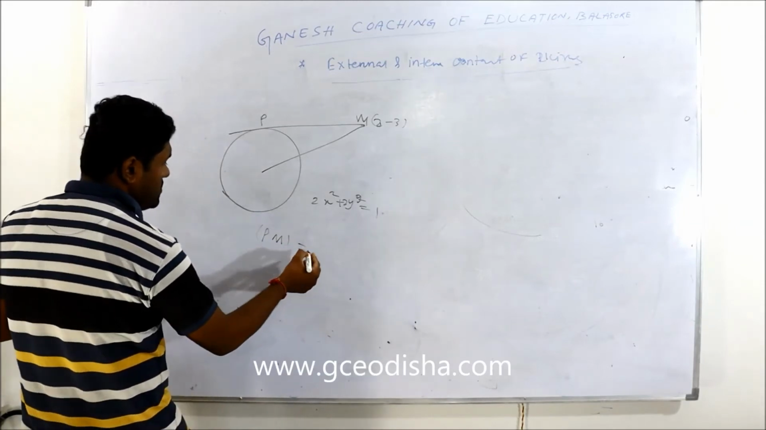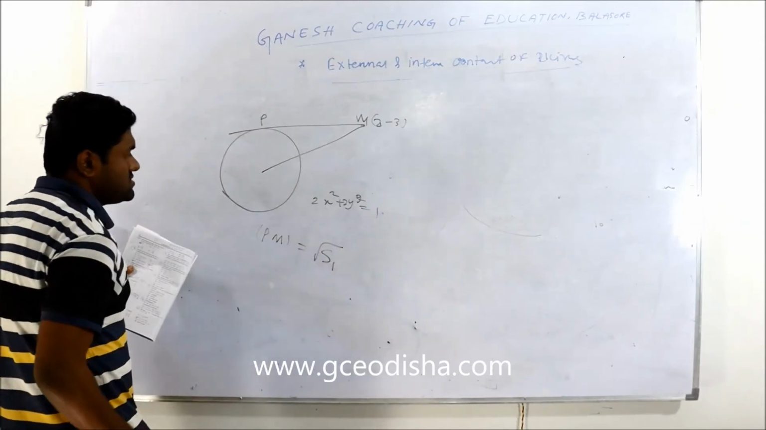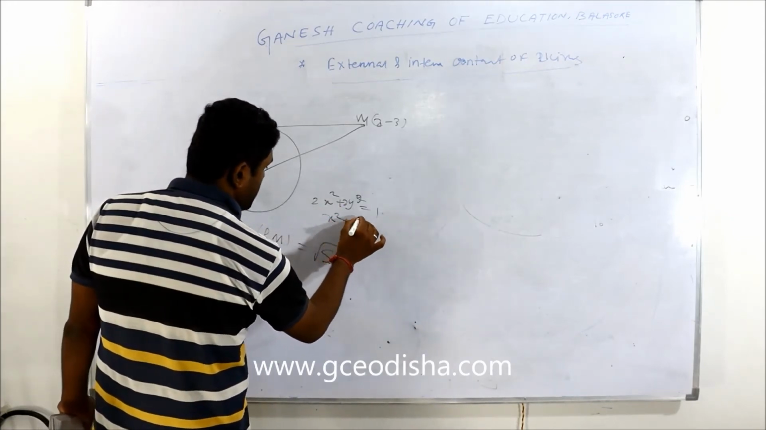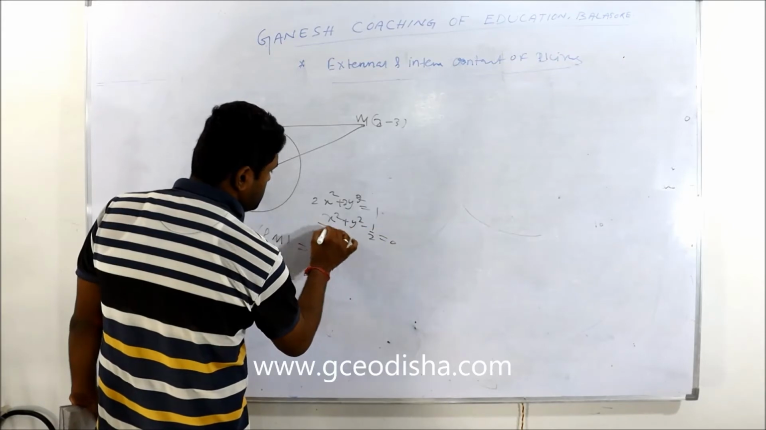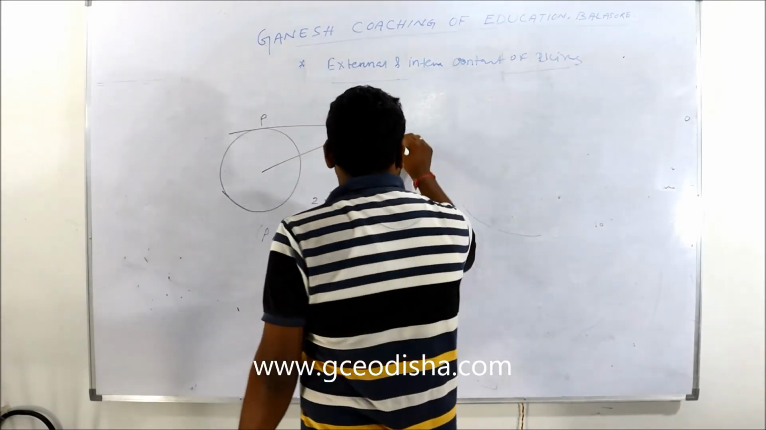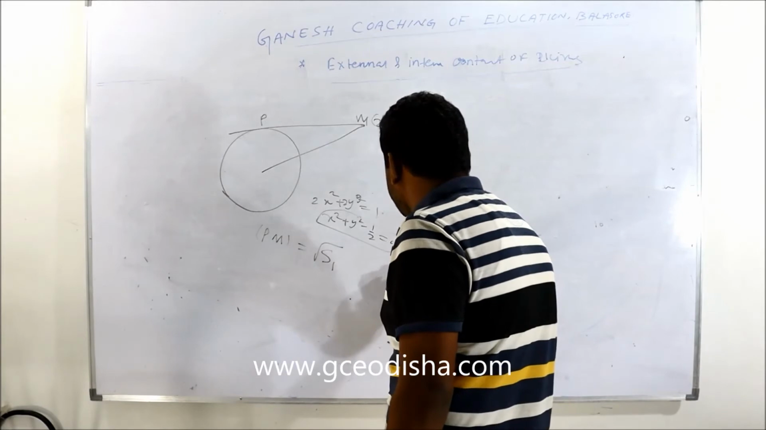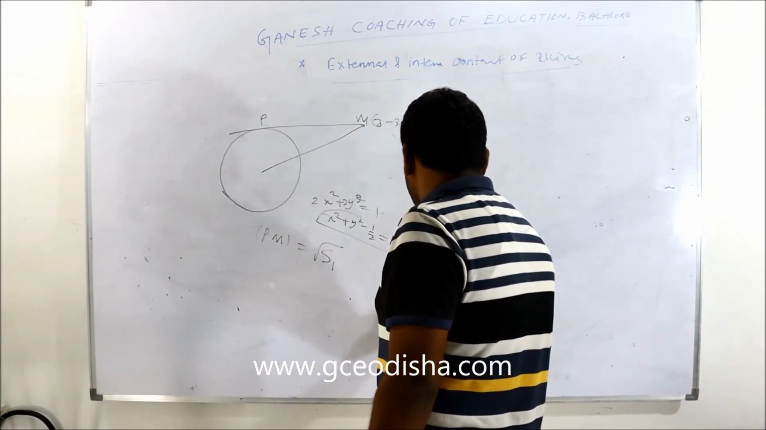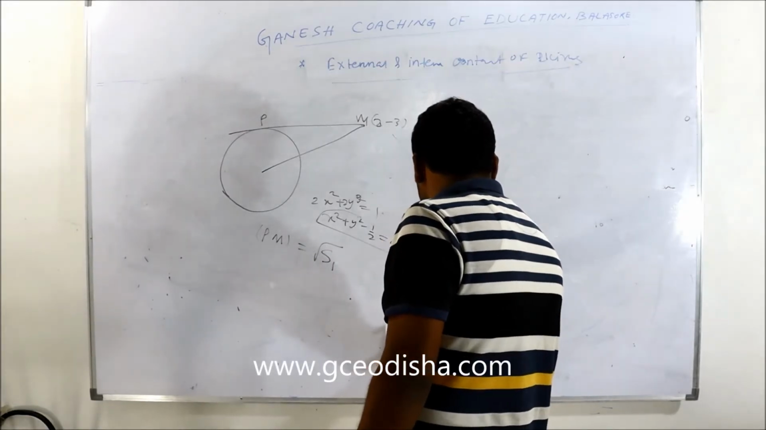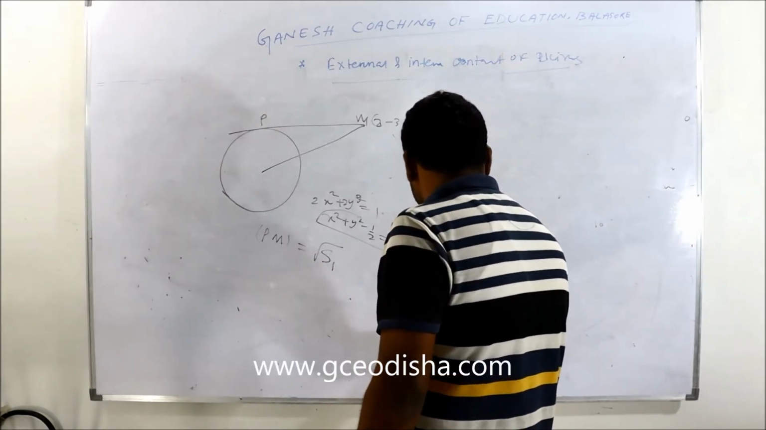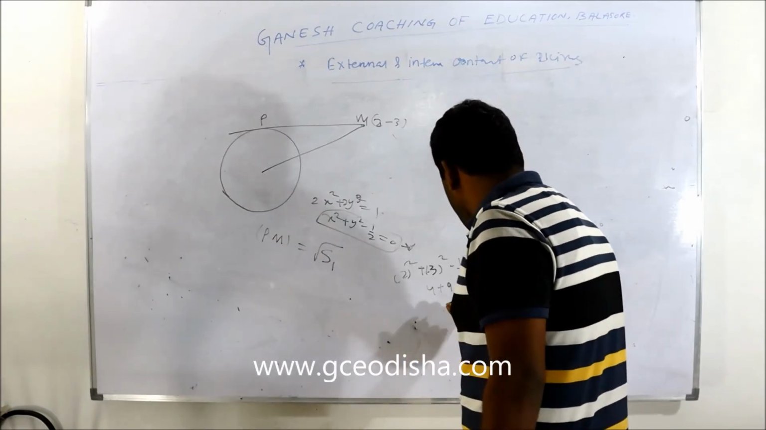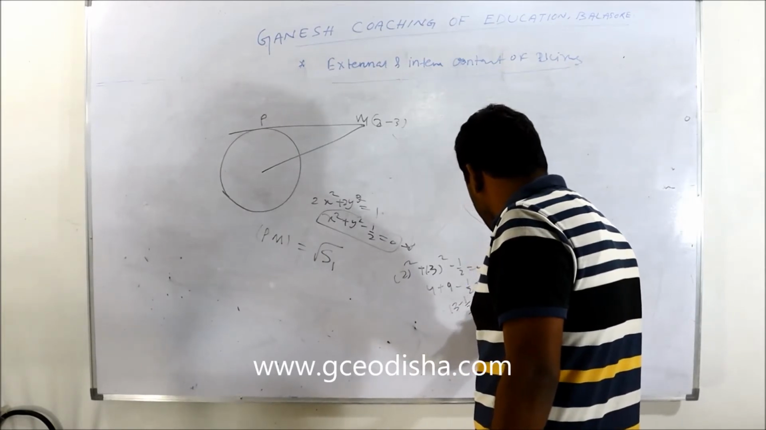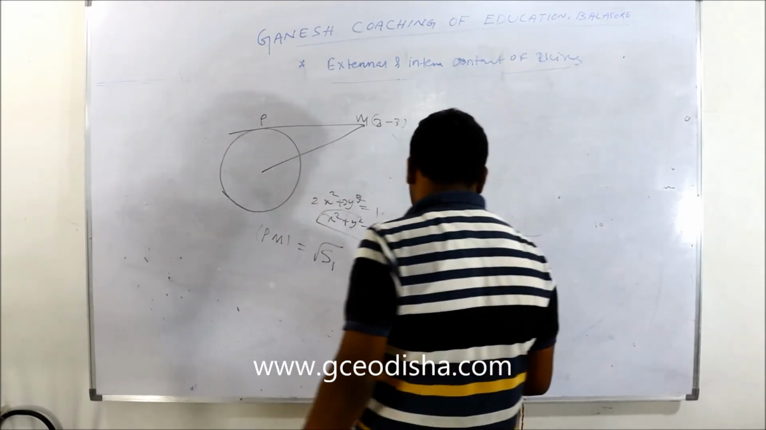I told you this is root over S1. What is S1? The equation is x square plus y square minus half is equal to 0. When you put this value into this equation, what will come? 2 square plus minus 3 square minus half is equal to 0. This is 4 plus 9 minus half, this is 13 minus half, this is 25 by 2. Then S1 became 25 by 2.